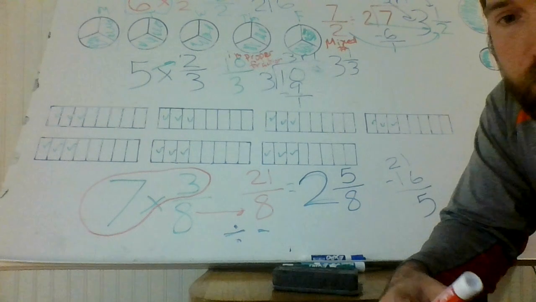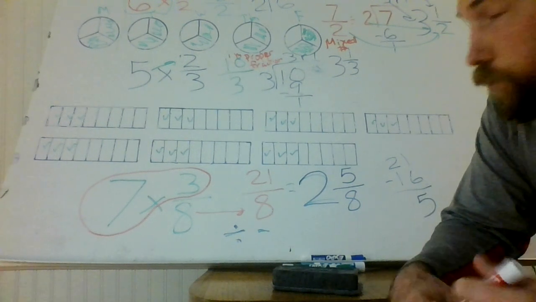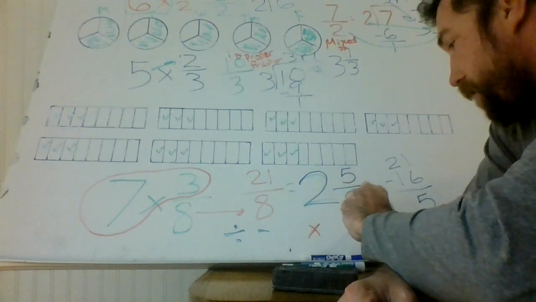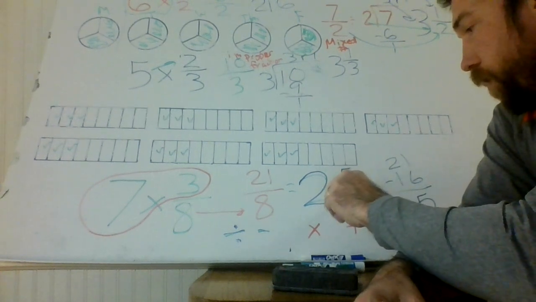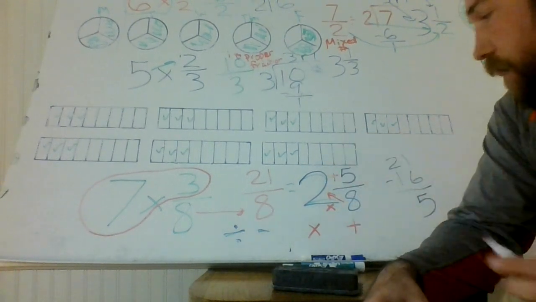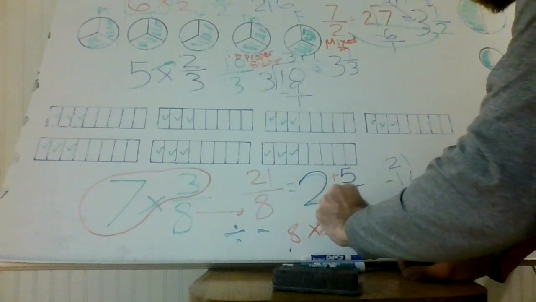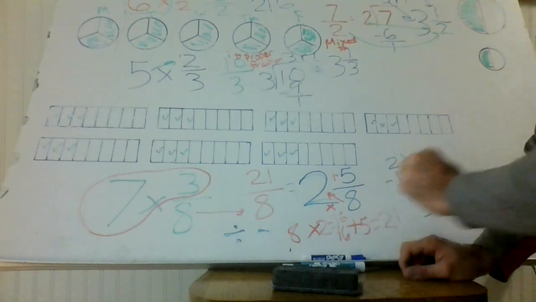Kind of feel like Dora the Explorer right now, like I'm talking to no one. Okay? That's right, Boots. The opposite of divide is multiply. The opposite of subtract is add. So I multiply this way, 8 times 2, and then I add the 5 on. 8 times 2 makes that 16. And then 16 plus 5 gets me back to that 21.